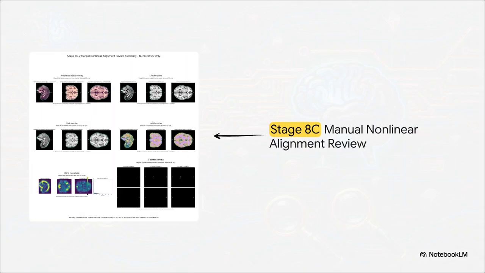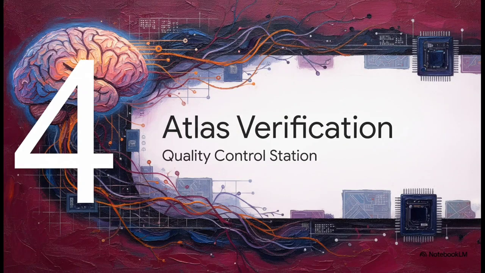Let's step up to Stage 8C and see how this builds. This is the manual nonlinear alignment review. Notice those warp magnitude checks at the bottom left. They look like heat maps. Because nonlinear alignment literally warps the image to fit the template, the scientists have to ensure the image wasn't distorted beyond acceptable natural biological limits. By checking these magnitudes, they can conditionally accept this much more complex nonlinear alignment, passing it safely through the next gate. Next up is Section 4, Cerebra Atlas verification.